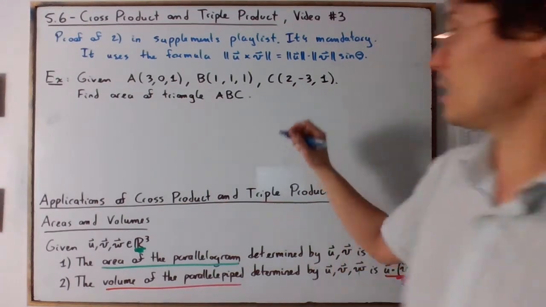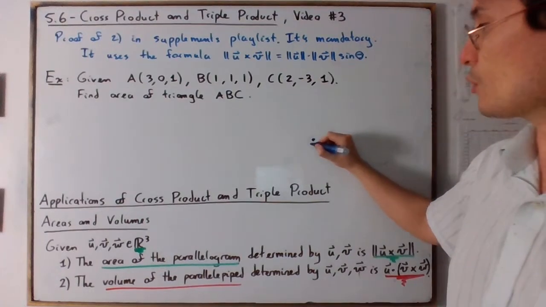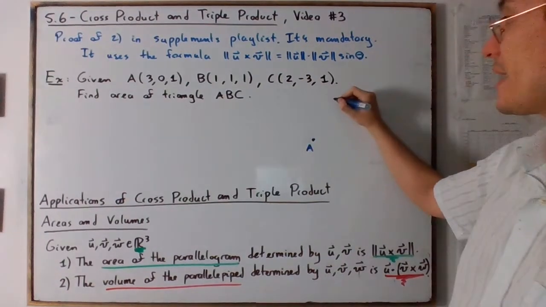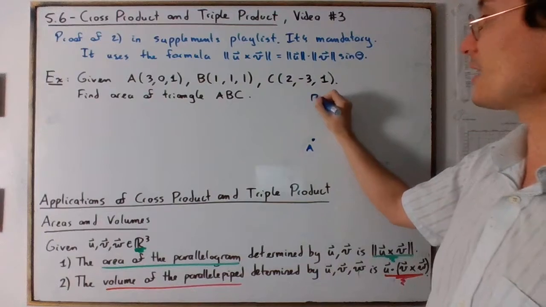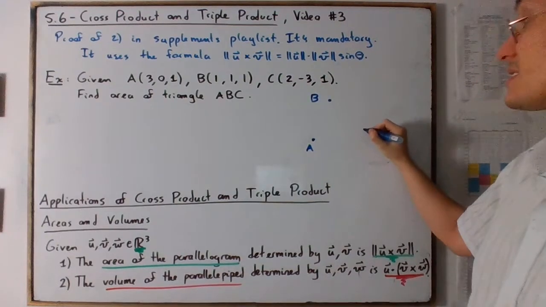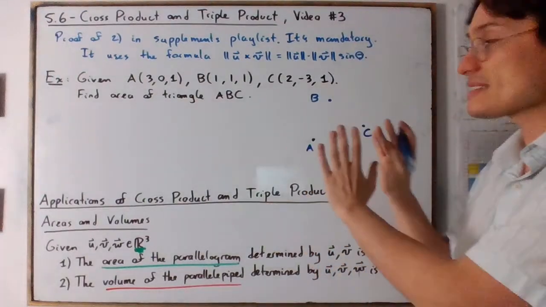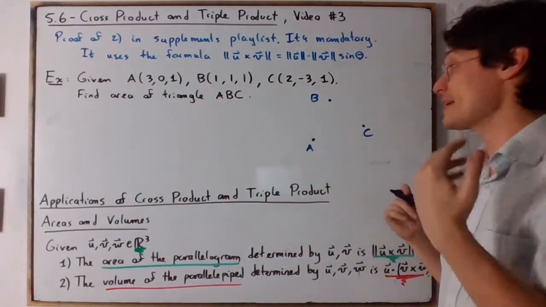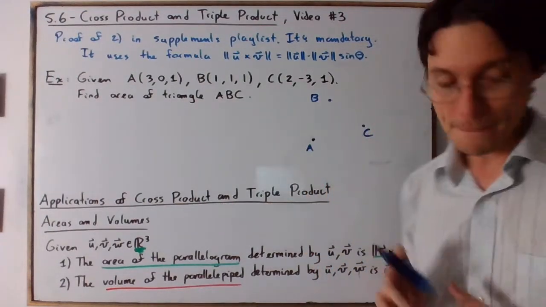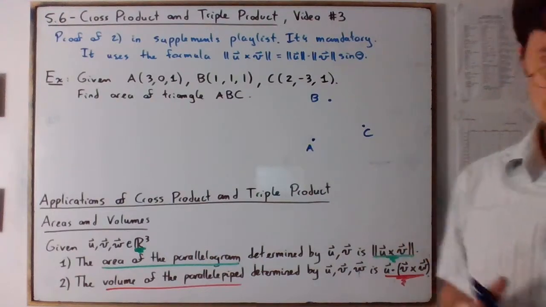Okay, so we don't really care, by the way, about the exact location of ABC in space. So let's say they're like this. Okay, suppose. And this is our triangle you want to find the area of.